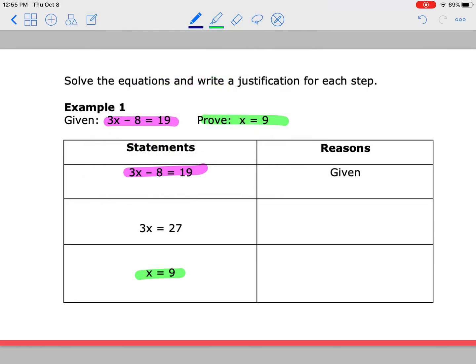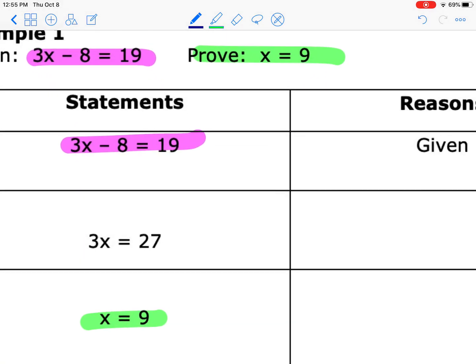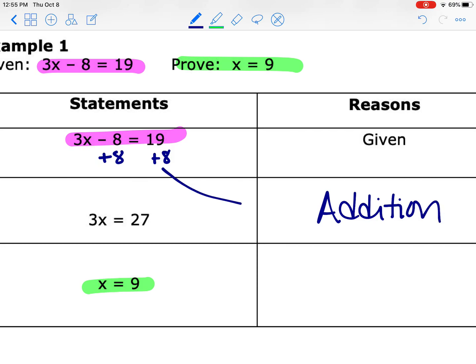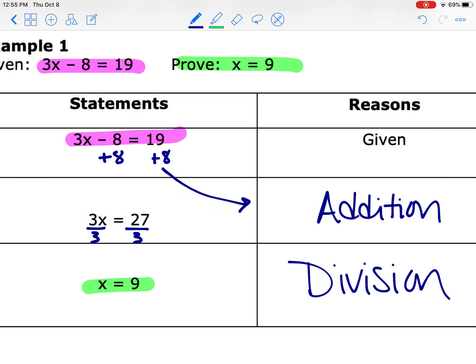So if we look at the first one, we can see that to get 3x equals 27, we added 8 to both sides. So I'm just going to make a little note that we're going to add 8 to both sides. And so that means that we use the addition property to get 3x equals 27. So it takes jumping down a step for your reason. Then to get x equals 9, we can see that we divided both sides by 3. And so to get x equals 9, we use the division property.